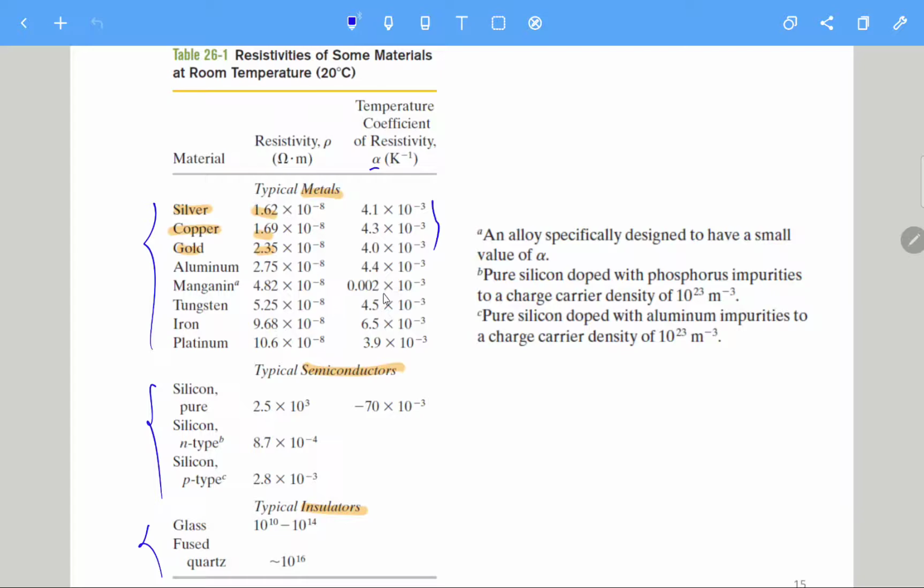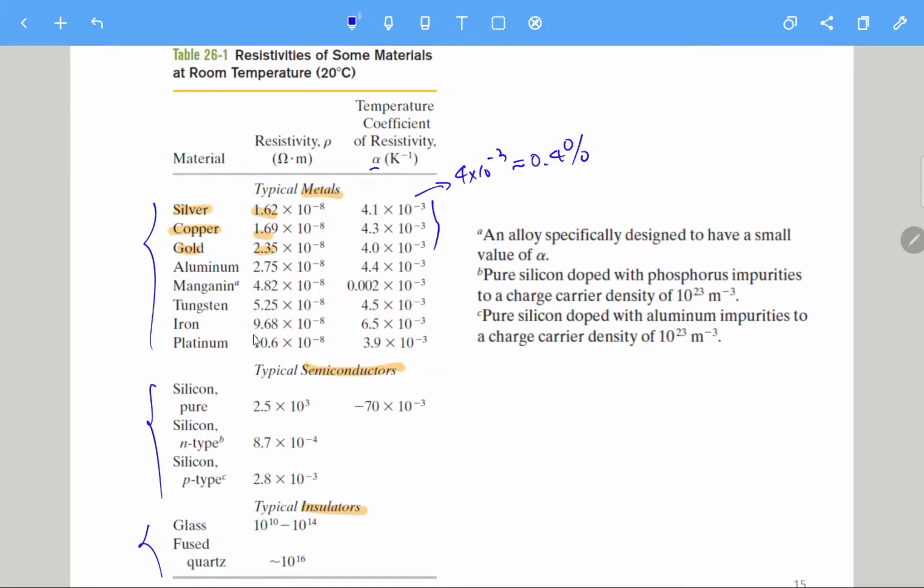So 4.4 times 10 to the minus 3 is like 0.4%. So this is much smaller, 2,000 times smaller.